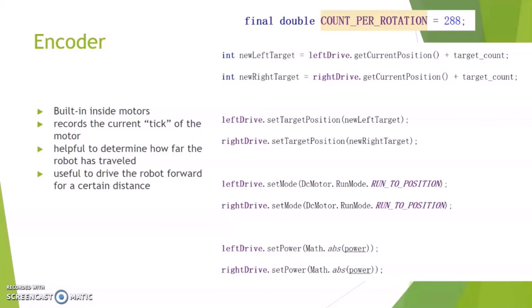Encoders are built inside of motors and record the current tick of the motor. They are extremely valuable to determine how far the robot has traveled and are used in autonomous to drive the robot forward for a certain distance. You can see them used in programming on the right.